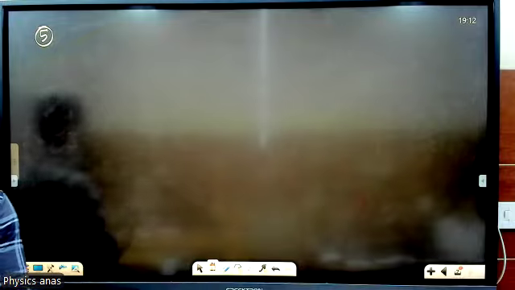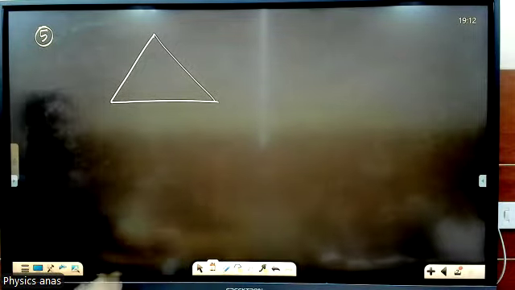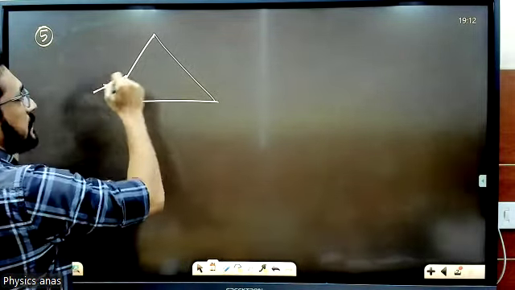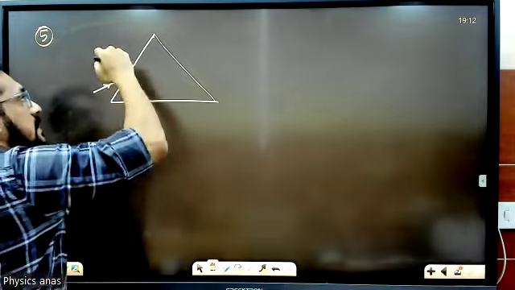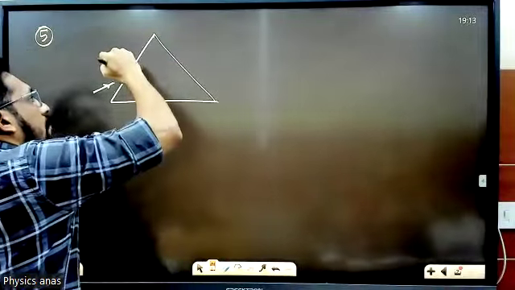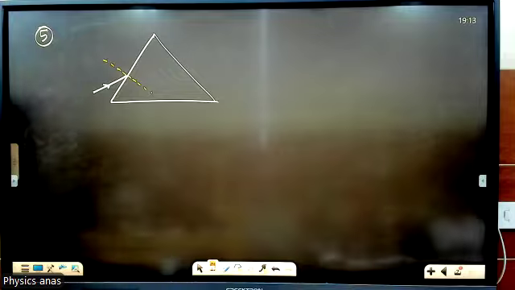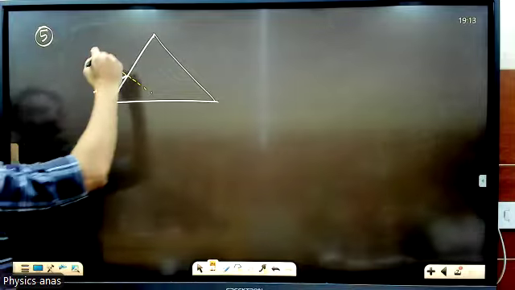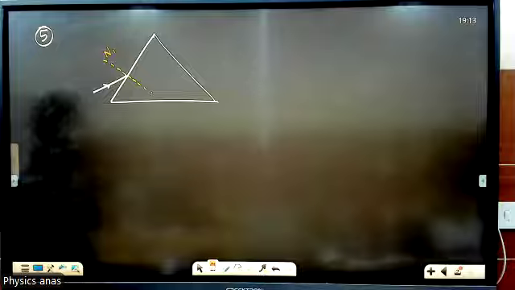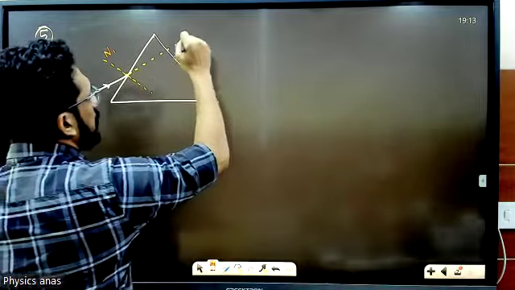Question number 5, guys. This is our prism. Light is entering the prism in this direction and hitting the prism at this point. Then at the point of incidence, you can draw a line. What is this line? Yes, the line is normal.